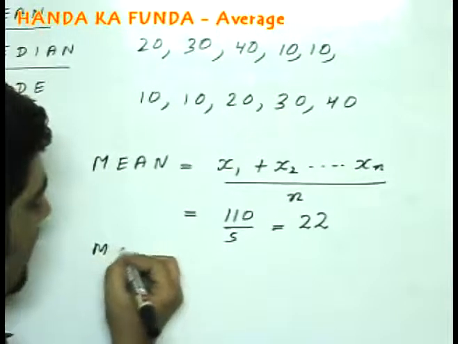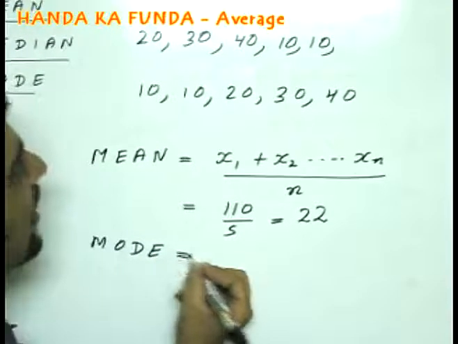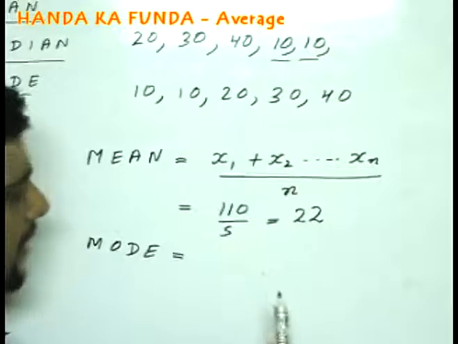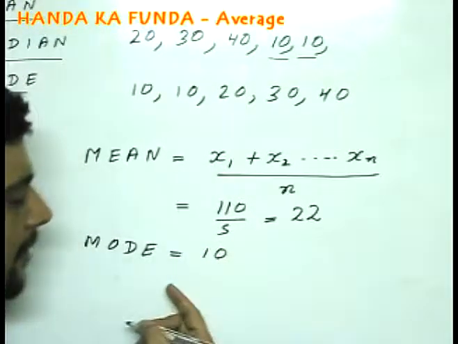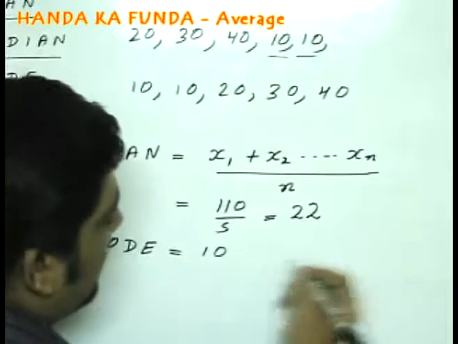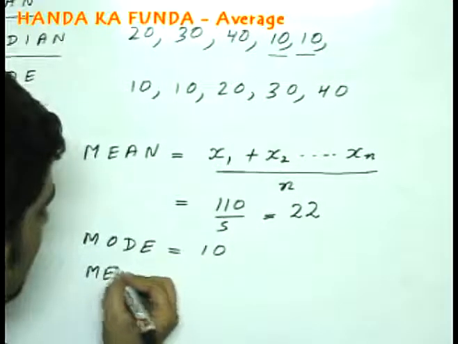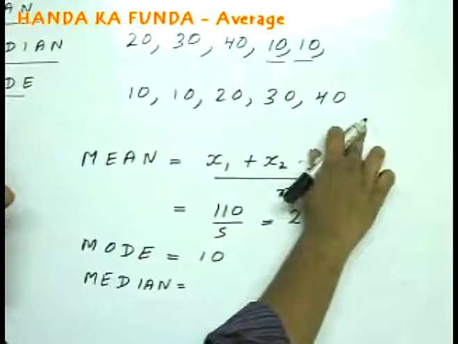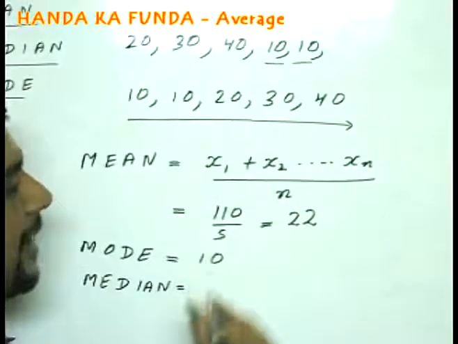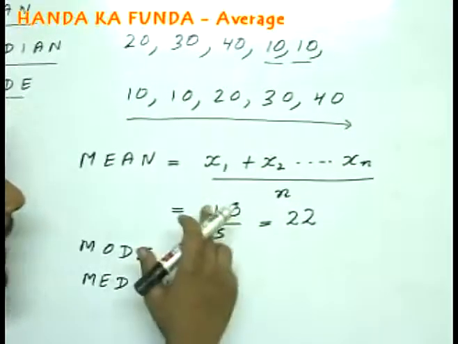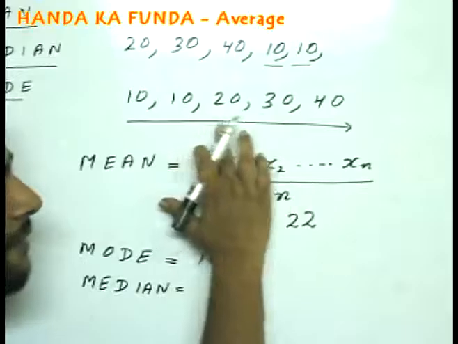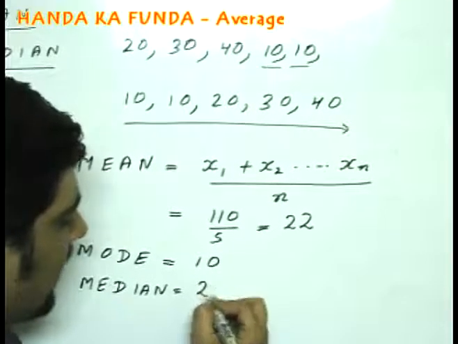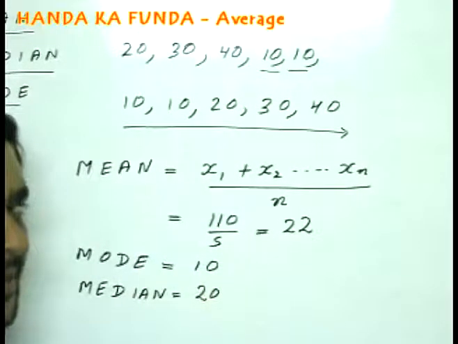The mode is nothing else but the value which occurs the maximum number of times. As you can see in the data set, 10 is occurring the maximum number of times, which means the mode is 10. And finally, the median. The median is obtained if I arrange them in an increasing or a decreasing order, as you can see that I have done here. After doing that, if I look at the middle value, there are 5 such values here. The middle value will be the third value, that is 20, and that would be the median in this case.